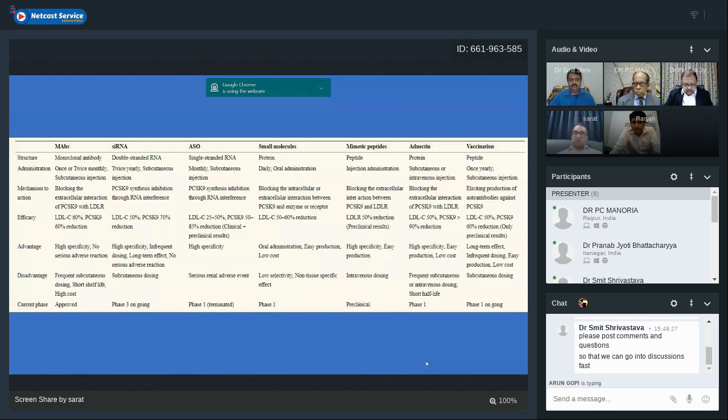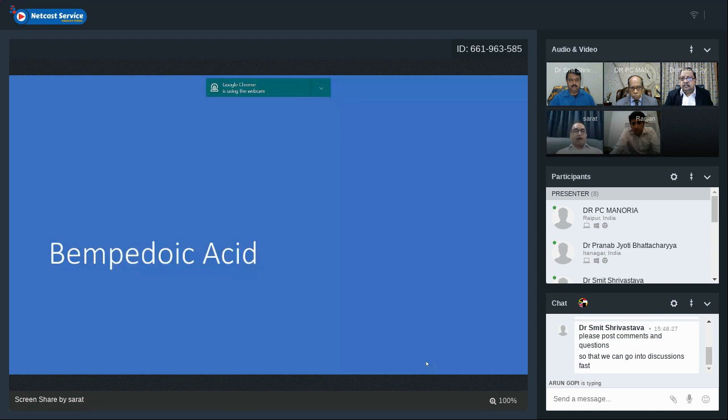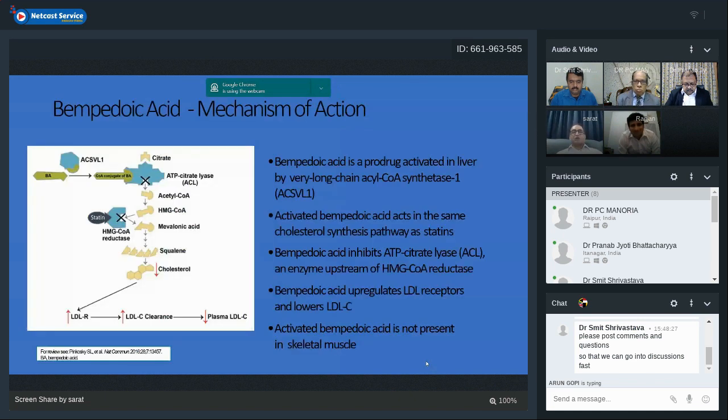A lot of research is being done, and you can see more and more acceptable, more and more safe PCSK9 inhibitors. If a vaccine also comes, nothing like it. Now, another agent that has come recently and has made a big noise, and in fact, in the last one or two months, it has been accepted by the US FDA, and probably it's going to be in India sooner rather than later. That is bempedoic acid. The name doesn't sound very sexy, but this is a very interesting molecule.